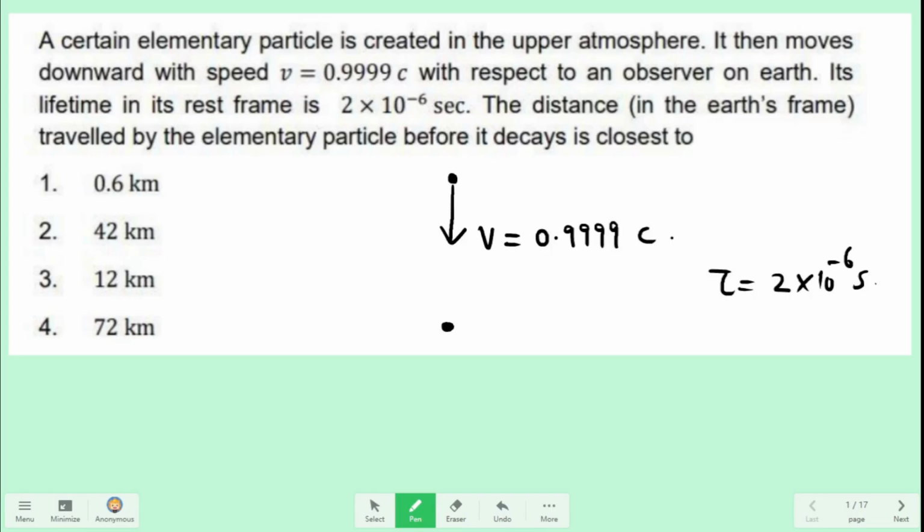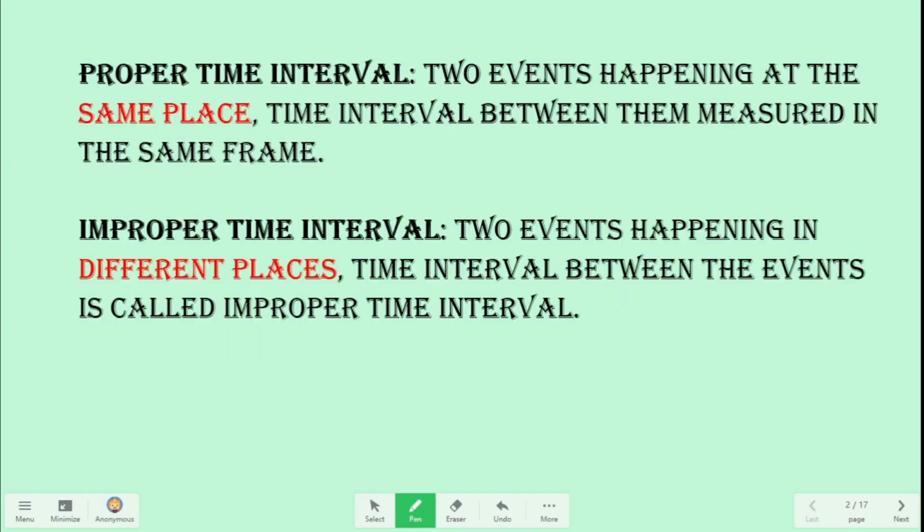Now the question here is: is the lifetime given a proper lifetime or an improper lifetime? How can one decide? For this we can use the definitions. Proper time interval: if two events happen at the same place, the time interval between them measured in the same frame is called the proper time interval. Improper time interval: two events happening in different places. So the key words here are same place and different place. If two events occur at the same place, it is a proper time interval, and if at different places, it is an improper time interval.